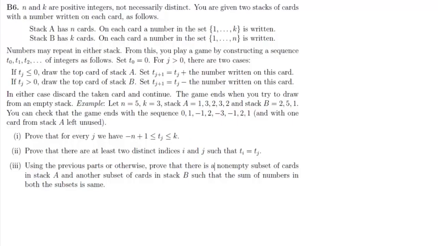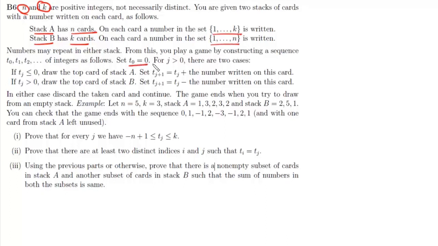Now the sixth question: we have two positive integers n and k, and we have two stacks, stack A having n cards and stack B having k cards. Now in stack A we have cards from the set 1 to k, and in stack B we have cards from the set 1 to n.